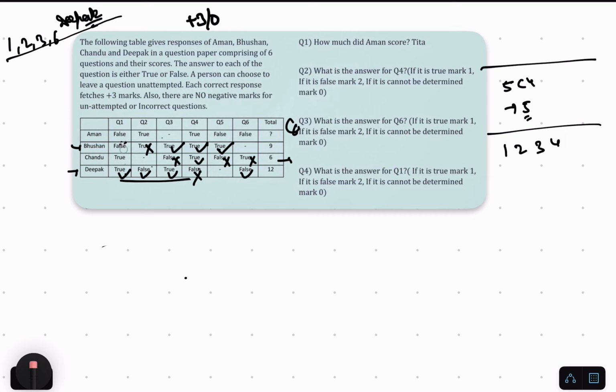Now we'll have to look for other cases. So this we have done. Now there we cannot move. Now what will the other cases be? 5 cases will be there. Remember, we have to check.